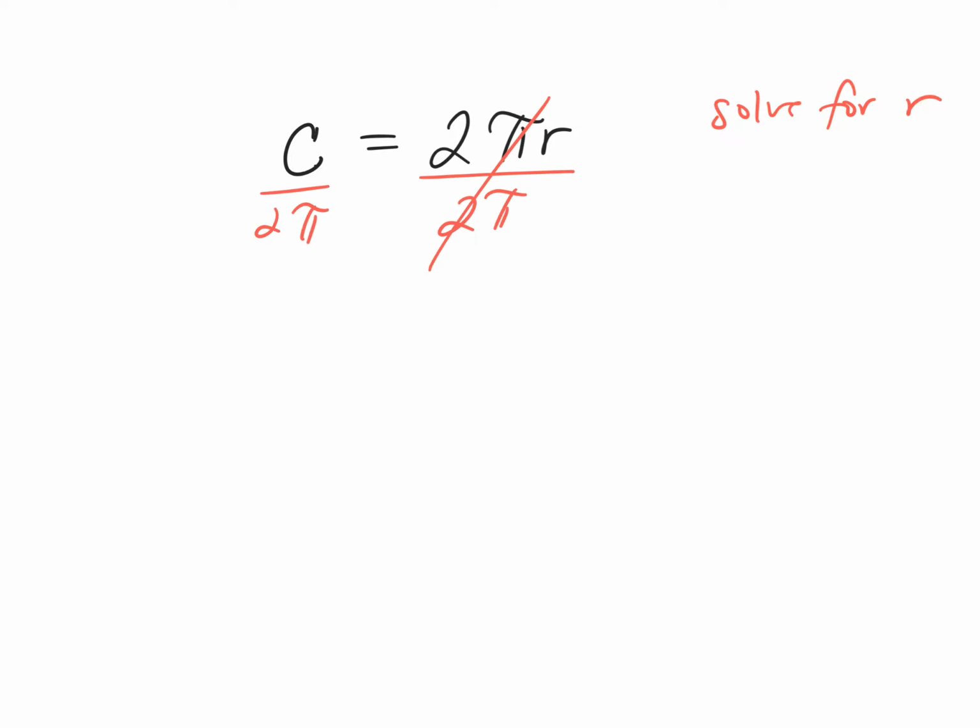So how about this? Circumference is equal to 2 pi r. Solve for r. This is easy. Divide by 2 pi. Divide both sides by 2 pi. So r equals what? C divided by 2 pi is equal to r.